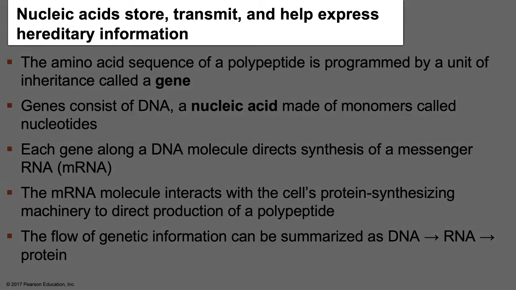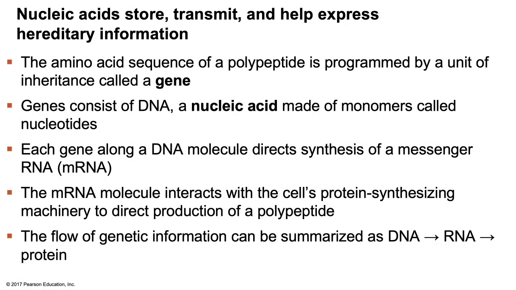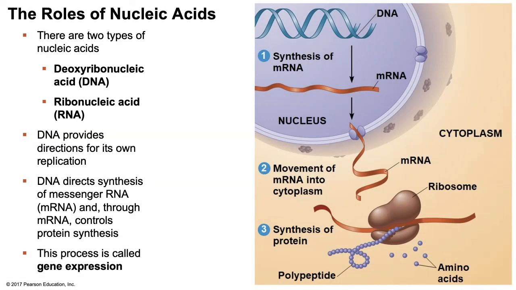Nucleic acids are the molecules that store, transmit, and help express hereditary information. Specifically, nucleic acids are DNA and RNA. DNA means deoxyribonucleic acid, and RNA means ribonucleic acid. Both are crucial components in the making of a protein. This process we covered in the first chapter a little bit is called gene expression, and we're going to cover it in depth in the 17th chapter.